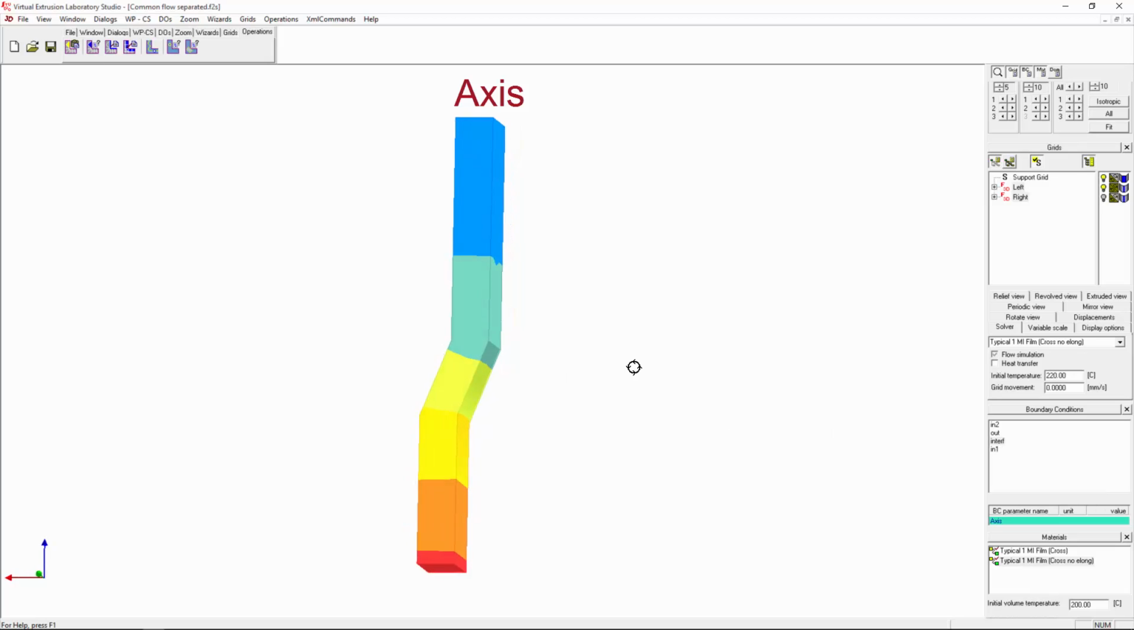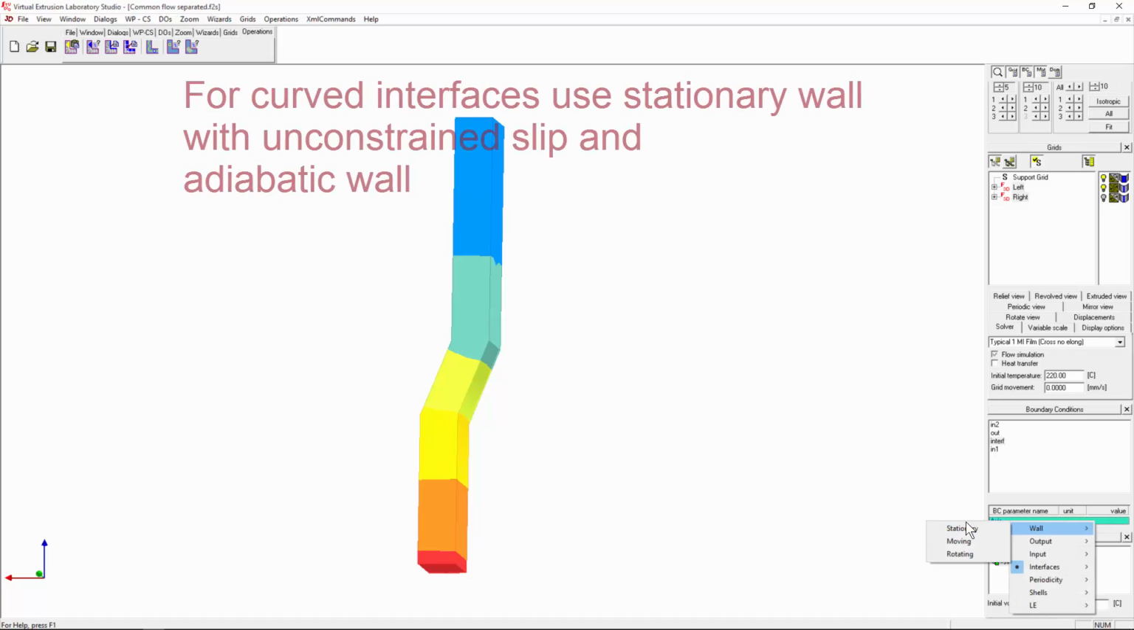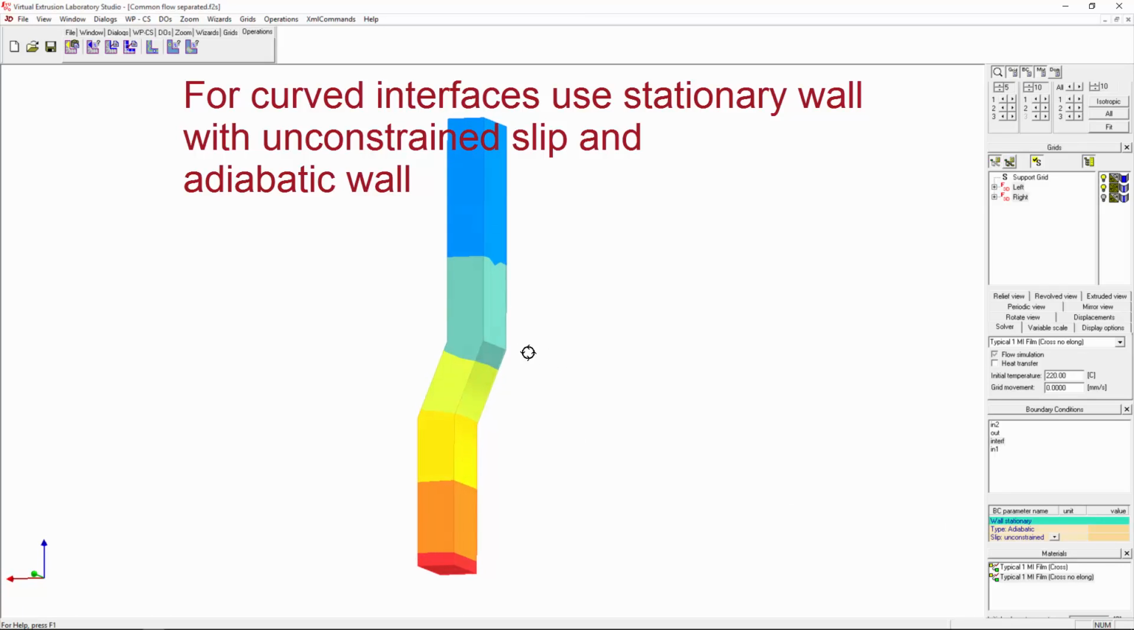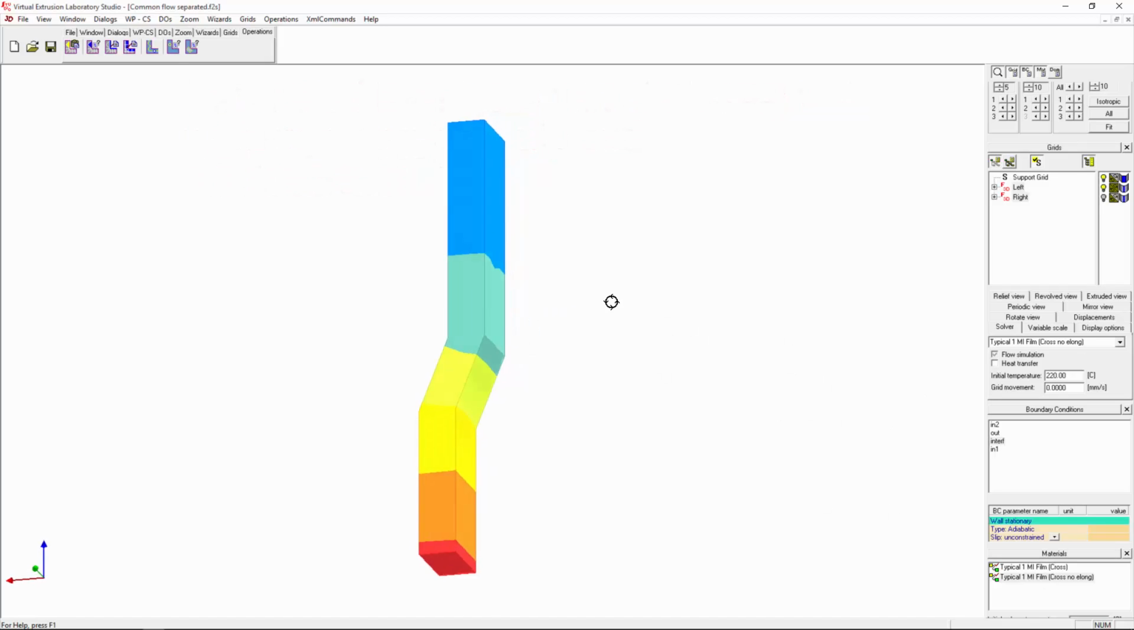If you want to have a curved interface, you can still do that, but instead don't use axis and use wall, stationary, and use here adiabatic and treat it as an unconstrained slip. That means that the polymer can slide on that surface, and also the adiabatic says that the polymer will not be respecting the temperature, but it will get the temperature from the melt. So it's basically like an axis. But now this wall can be curved, which is the advantage. Well, our boundary here is planar, so we just can stick to our axis.